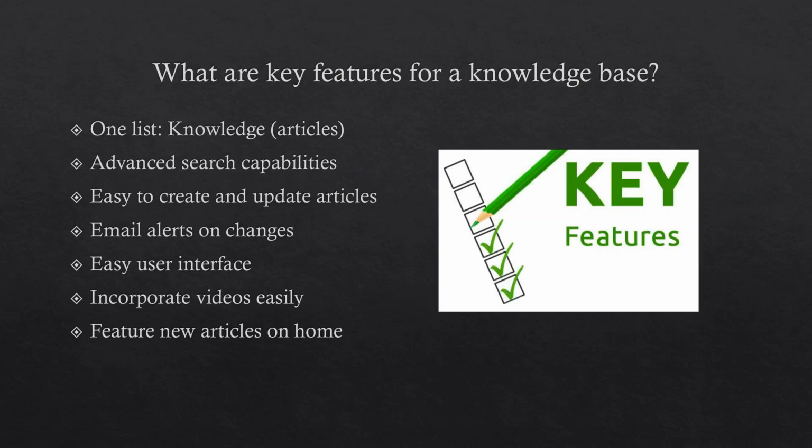Okay, so key features. We're going to work from one list, so we don't need to do related lists or any complex functionality in terms of passing information back and forth. We're going to have one list, which I've named knowledge. That's where we put in our articles for our users to find, and we want to have search capabilities. Everybody always asks about that.